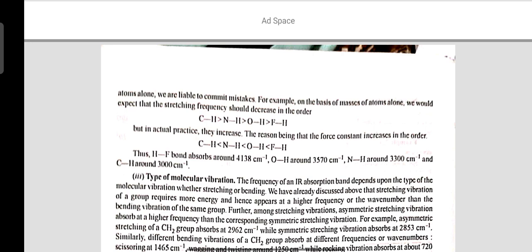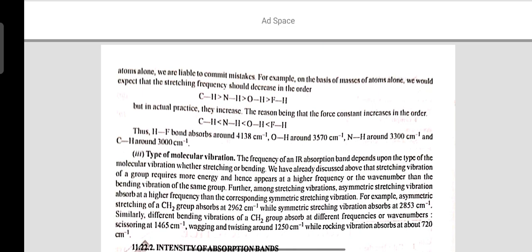Thus, the HF bond absorbs around 4138 per centimeter, OH around 3570 per centimeter, NH around 3300 per centimeter and CH around 3000 per centimeter. Type of molecular vibration: the frequency of an infrared absorption band depends upon the type of molecular vibration, whether stretching or bending. We have already discussed the stretching vibration. Stretching vibrations of a group require more energy and hence appear at a higher frequency or wave number than the bending vibration of the same group.